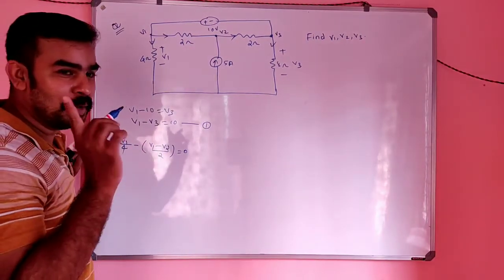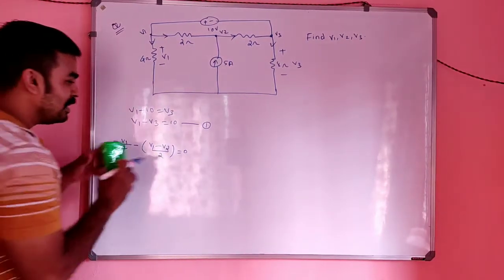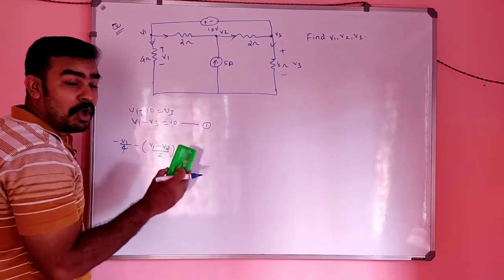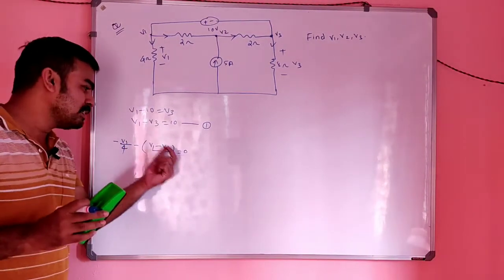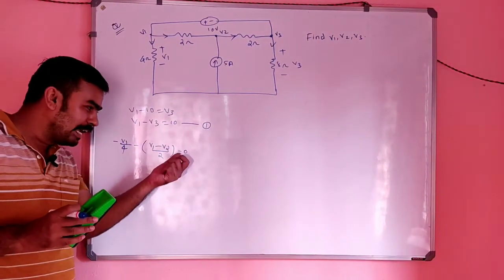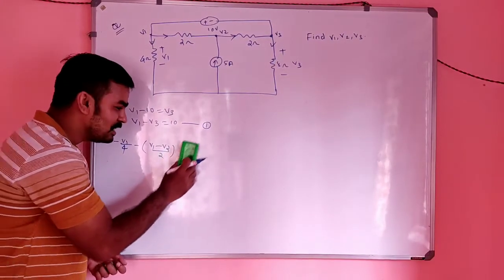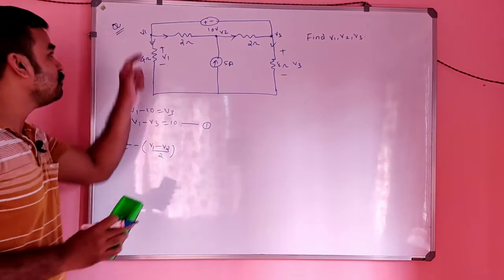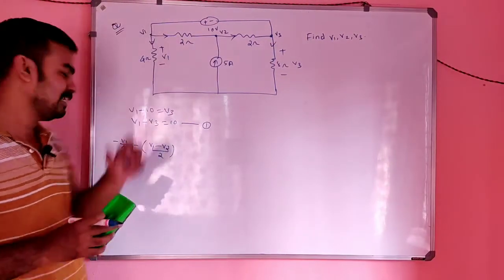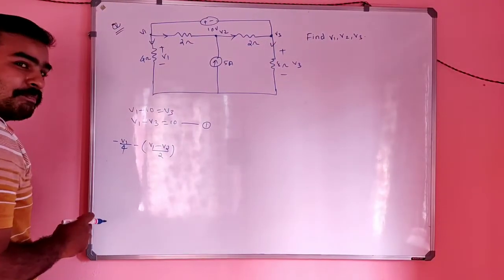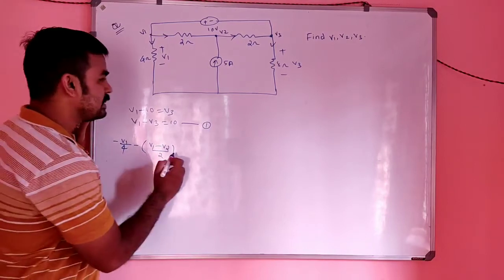Is it correct? No. You are not supposed to write 0 there, because you have to make a single equation which contains V1 as well as V3. Clear?